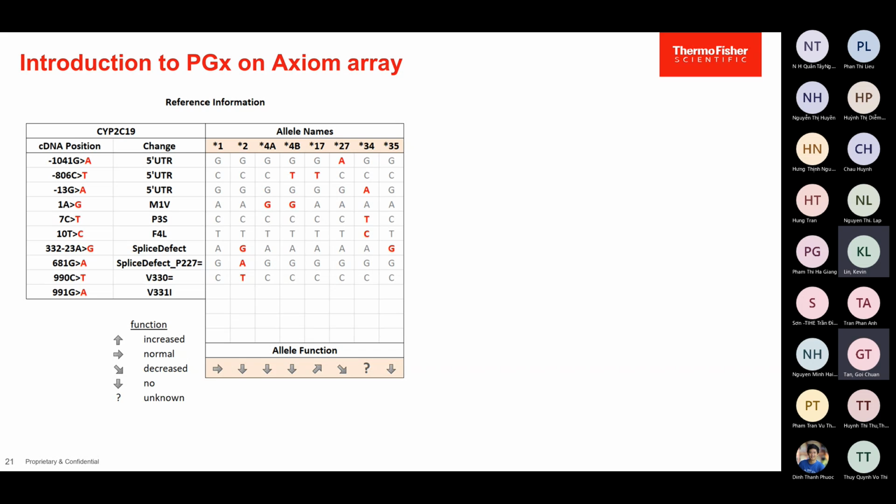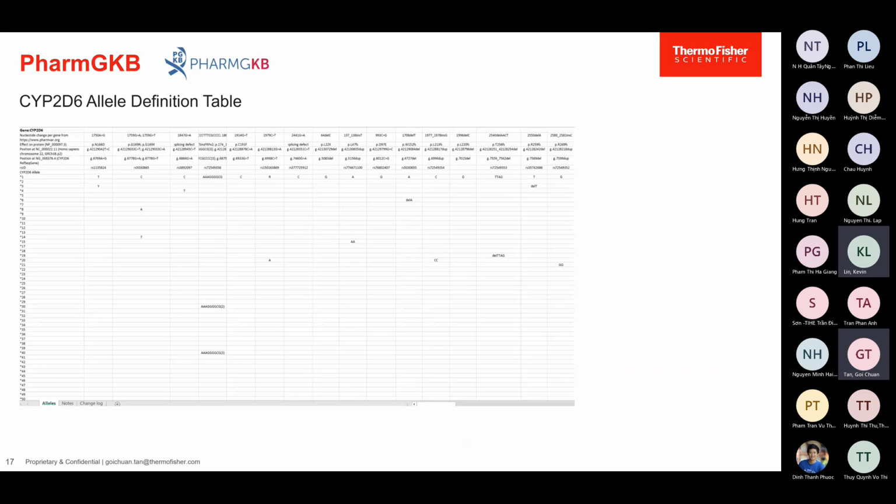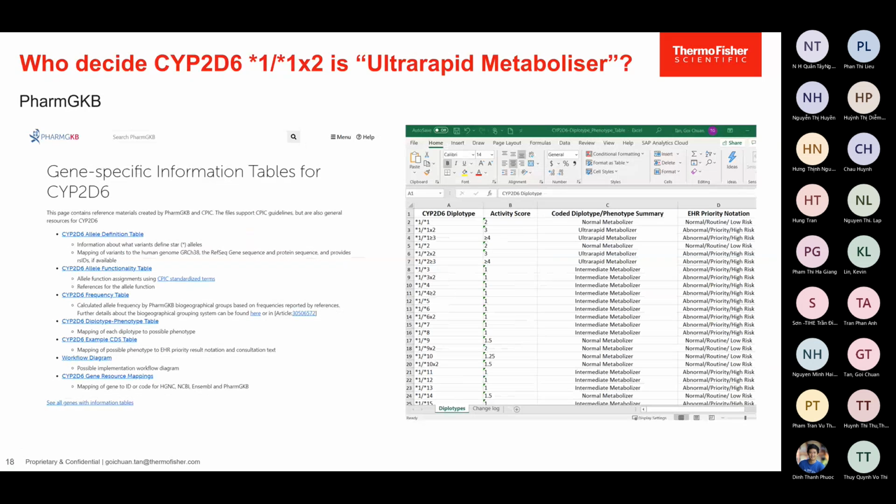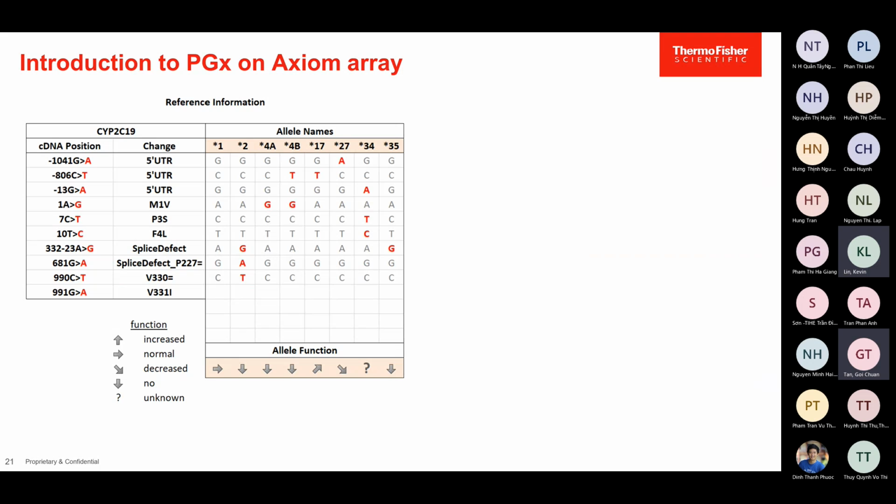And allele function, remember, is also from PharmGKB. It's also from the database. Like we will know *1 is a normal function versus *2 is a reduced function or no function. For example, *17 for CYP2C19 is an increased function. This one is all from the database. Remember this database, right? So it's from this PharmGKB. From this database, our scientists curate all this function and put all this information into the software already.